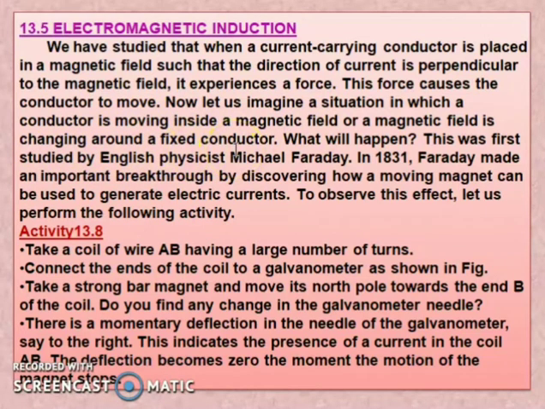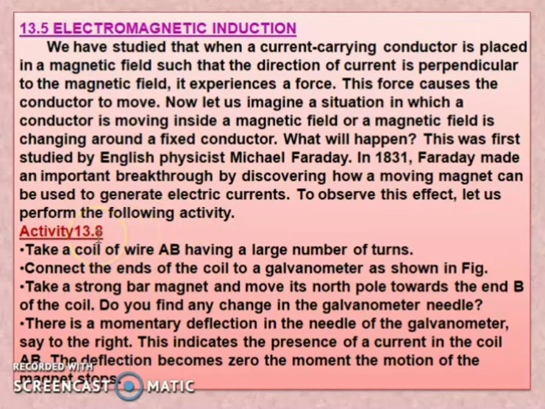What will happen? This was first studied by an English physicist, Michael Faraday. In 1831, Faraday made an important breakthrough by discovering how a moving magnet can be used to generate electric current. So to observe this effect, let us perform some activity.